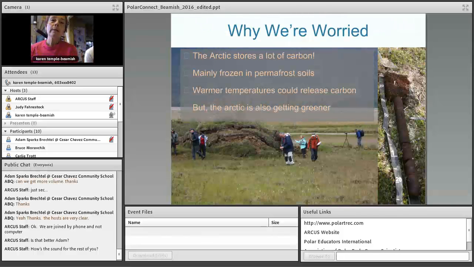So why is it that we're worried? The Arctic stores a lot of carbon, as we saw from the previous slide. It's mostly frozen in the permafrost soil. And as warmer temperatures happen, this can release a lot of carbon back into the atmosphere. However, we've also been observing that as the Arctic warms, it also becomes greener. There's more plant growth. Next slide, please.